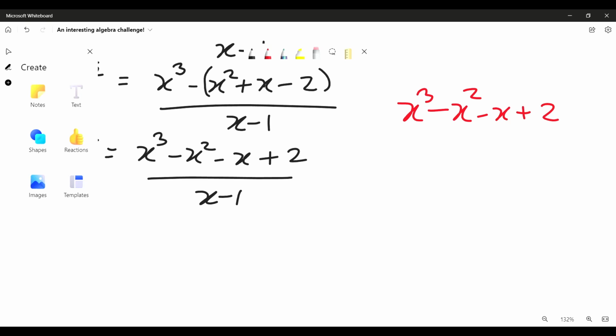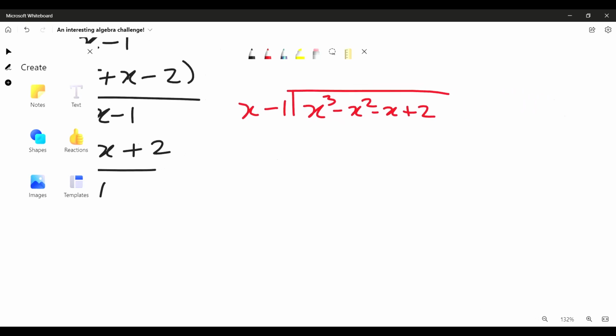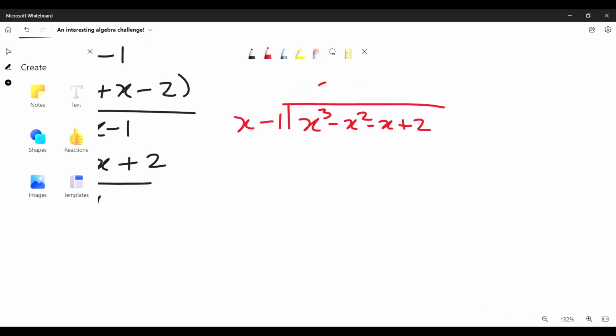And I believe that would be a better factorized state as well, because of course they can have different factors. So what I'm going to do here is a long division. I'm going to do this in red. Let's go here: x cubed minus x squared plus 2, and we're dividing it by x minus 1. So let's see what we get. We can do x squared here. You get minus x cubed minus x squared, so both of these terms are gone. And then we're left with minus x plus 2.